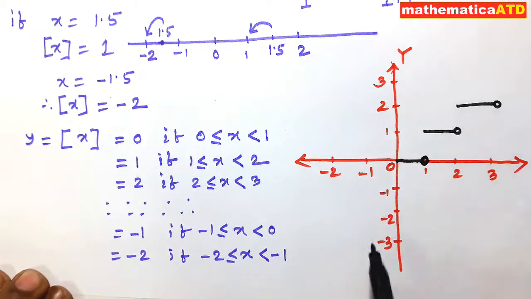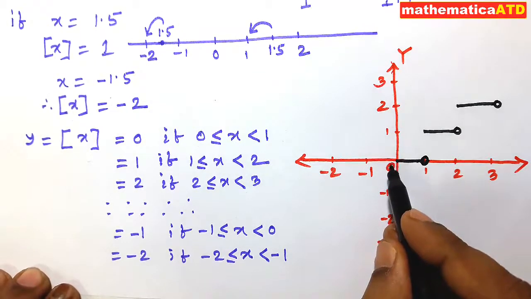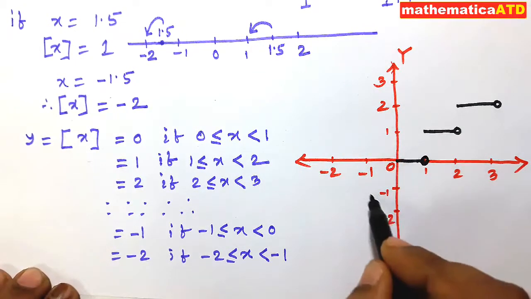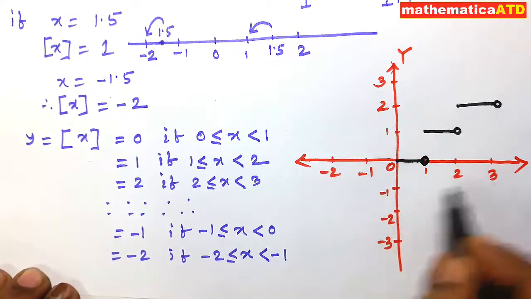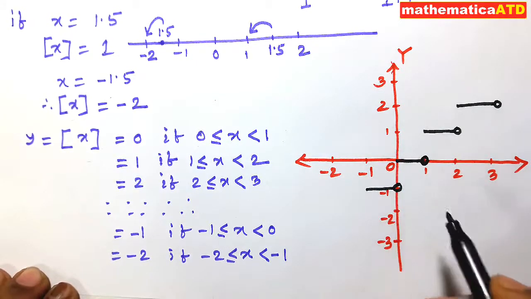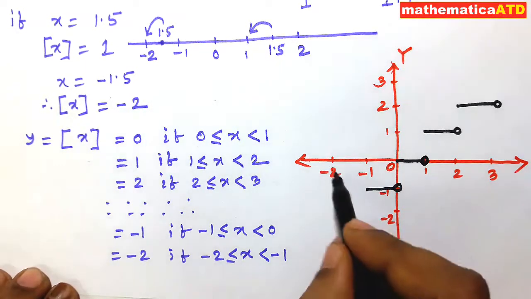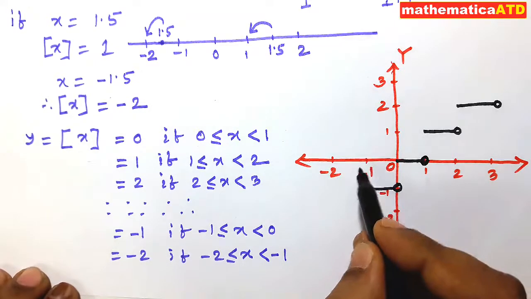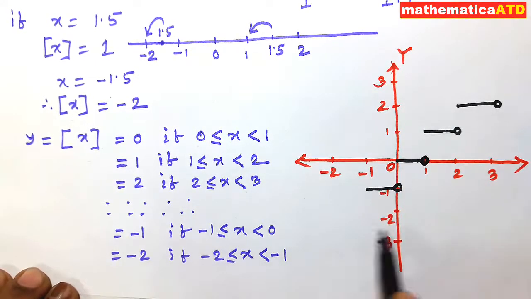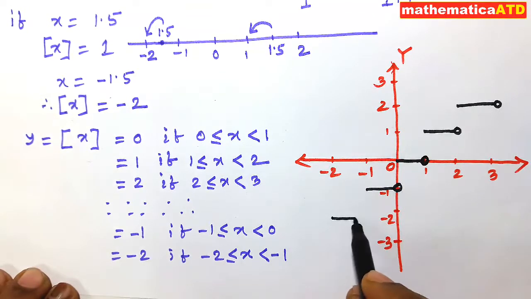This is 2. Again on the negative side, from minus 1 to 0, the value is minus 1, so 1 unit below the x-axis. And from minus 2 to minus 1, the value of this function is minus 2. So we have to start from this point.